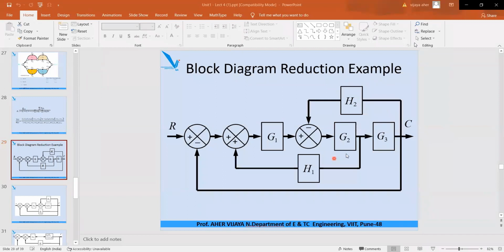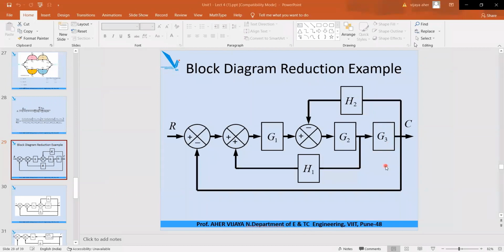Now, if you use the first technique of block reduction, the first rule, that is multiplication of G2 and G3, that will become one block. This is a closed loop control system. If you multiply G2 with G3, this connection will be connected over here, so you will get one loop.